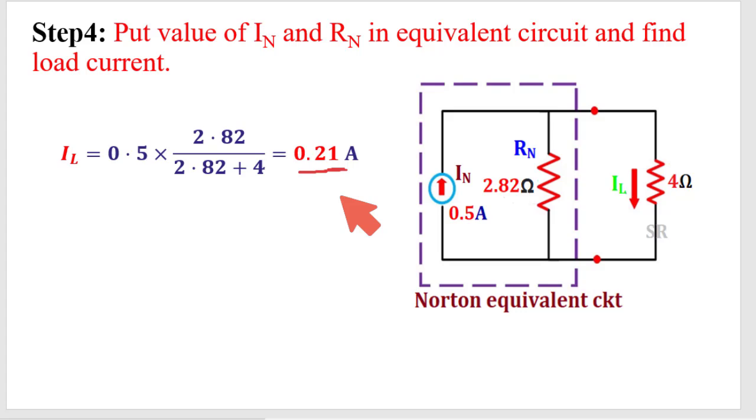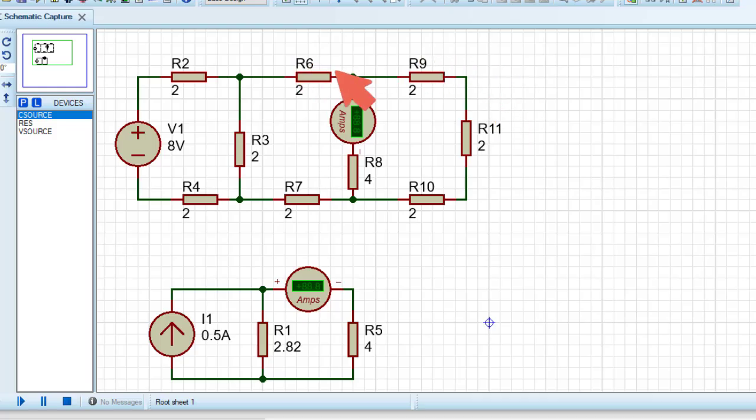Now checking whether my calculation is correct or not. This is the main circuit. The ammeter is connected to get the current through this load resistance. This is the Norton equivalent circuit. Norton current 0.5 ampere, Norton resistance 2.82 ohm. Now if this current and this current are equal, then we can say our calculation is perfect. Norton's theorem has been proved.